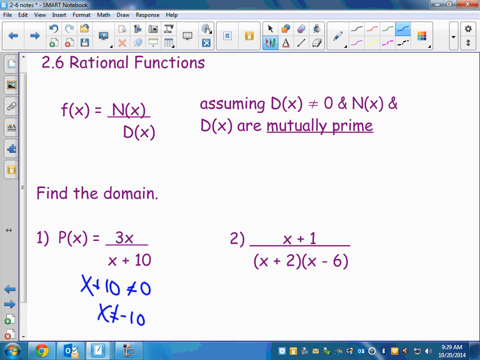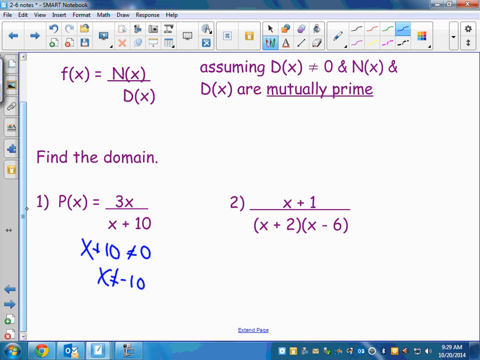Now we need to write that in domain notation, so you have two options. One option is set notation, right? So you say all x such that x cannot equal -10. The other option is interval notation, which would just mean we skip over -10. So we would say -infinity up to -10, union -10 to infinity. I don't care which one you do, but if you're doing set notation, you have to do little brackets. Don't just say x can equal -10. Right? Remember doing this?